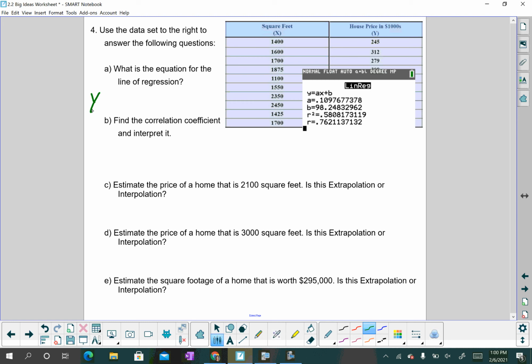So we're going to round here to the nearest thousandth, 3 decimal places. So my first value A, 0.109, I look at the number after that, it's 7. So that tells me I'm going to round up. So that's going to round to 0.110.